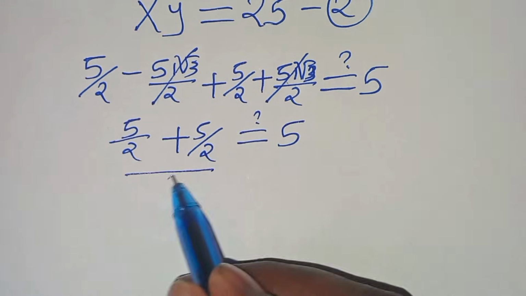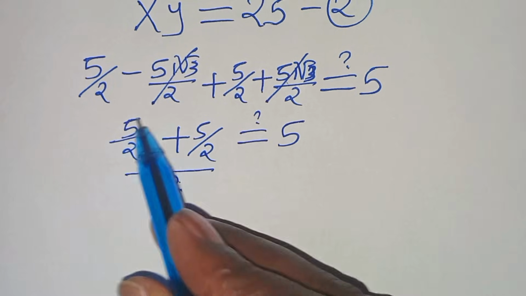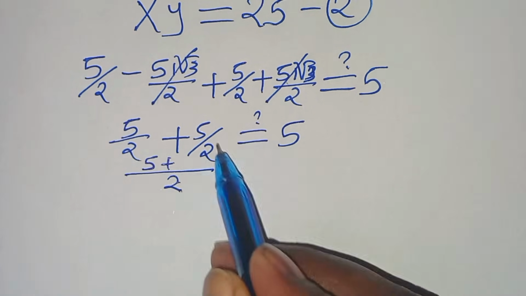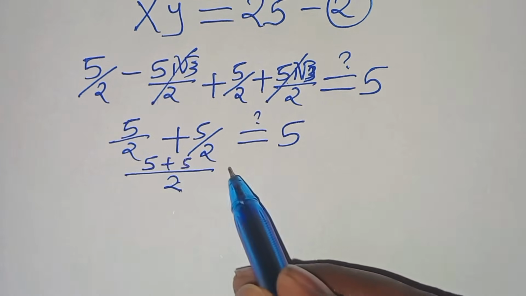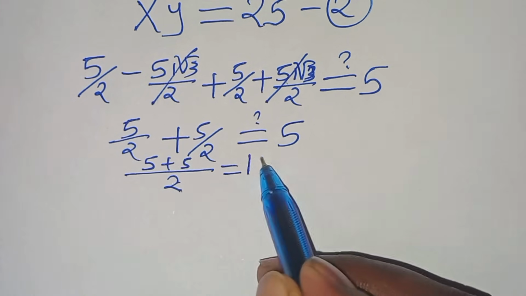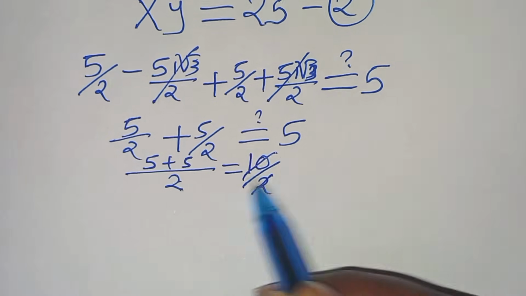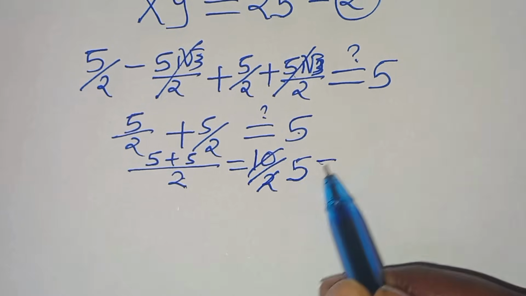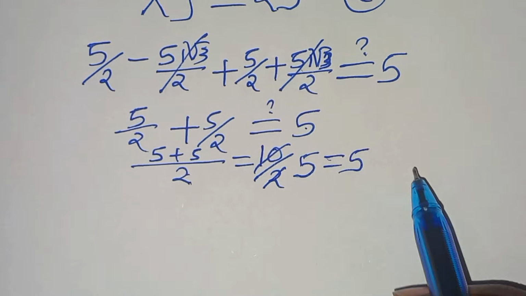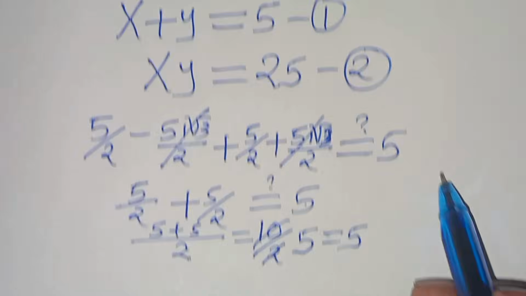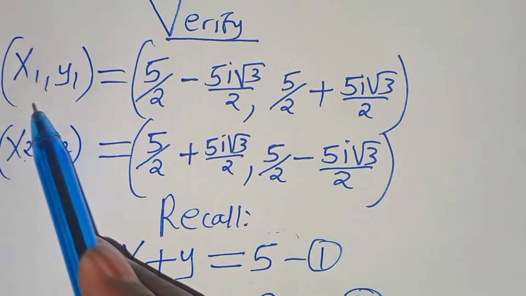So here the LCM is 2. 2 divided by 2 is 1 times 5, this is 5. Plus 2 divided by 2 is 1 times 5, this is 5. This is equal to 5 plus 5, which is 10 over 2, and this is equal to 5, which is equal to 5. So this means that x1, y1 satisfies the equation.